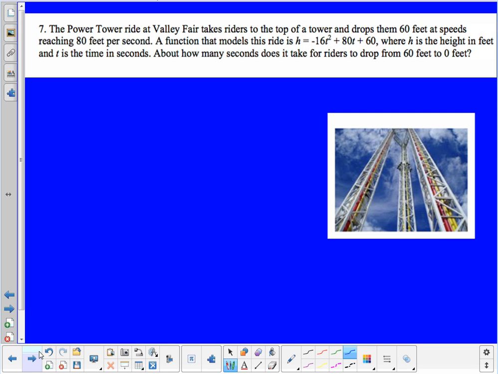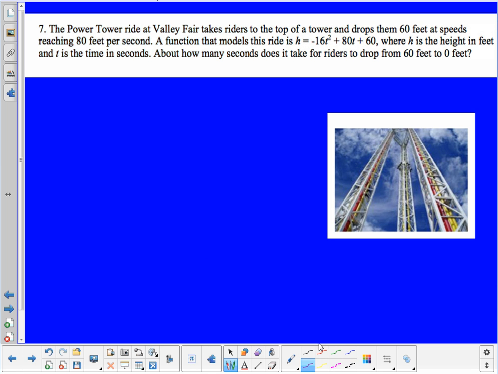Okay, so let's take a look at number 7. We're looking at the Power Tower ride at Valley Fair, and it takes riders to the top of the tower and drops them 60 feet at speeds reaching 80 feet per second. The function that models this ride is h equals negative 16t squared plus 80t plus 60, where h is the height in feet and t is the time in seconds. About how many seconds does it take for riders to drop from 60 feet to 0 feet?